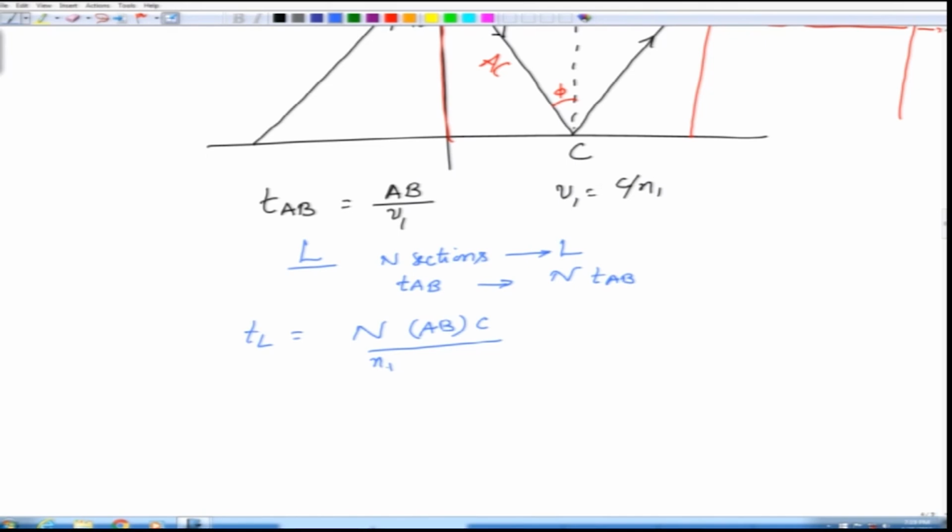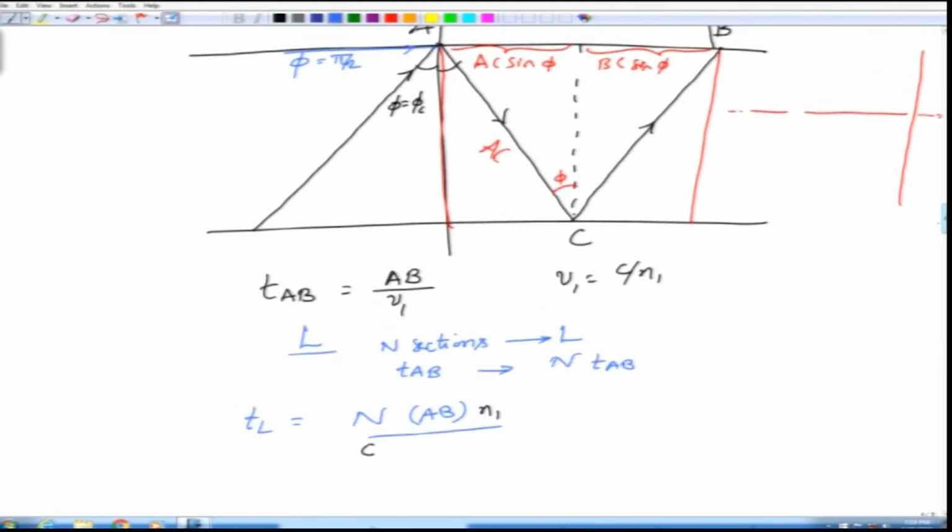So, V1 is actually C by N1, so in the denominator it has to be C, and in the numerator it has to be N1. And then it is not exactly AB, right. So, you have the total distance as AC sin phi plus BC sin phi, AC is equal to BC, therefore this is actually sin phi. Since we have taken 2 times sin phi as one unit section, for length L there will be a total of L divided by 2 sin phi sections. Since 2 is one unit cell for me, this would still simply be equal to sin phi.